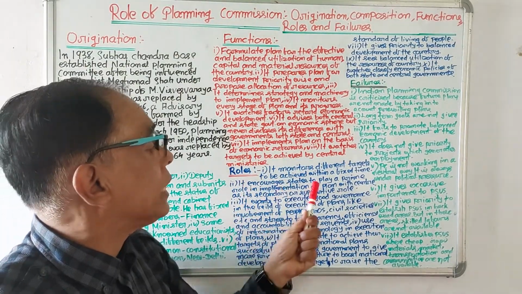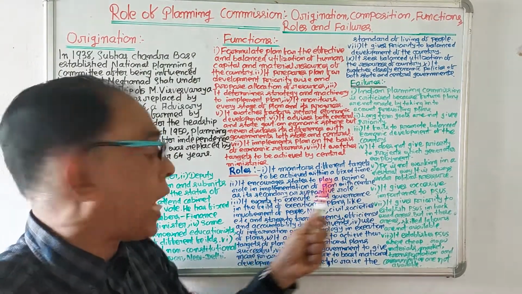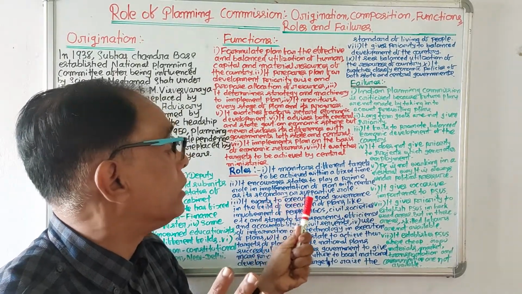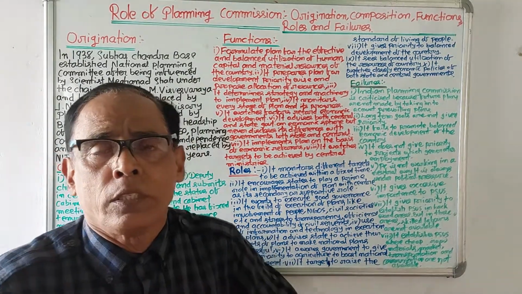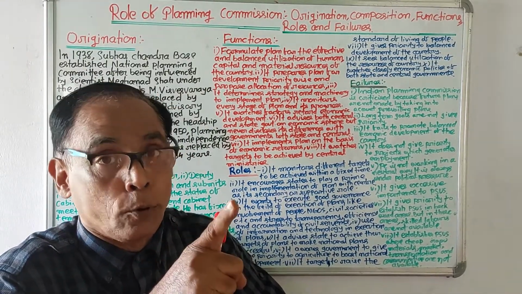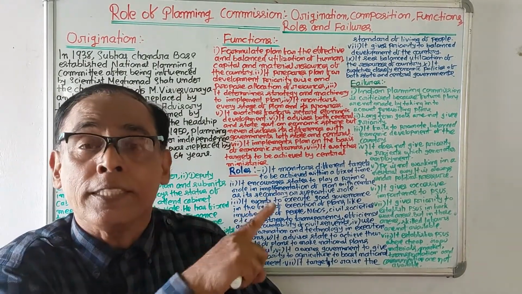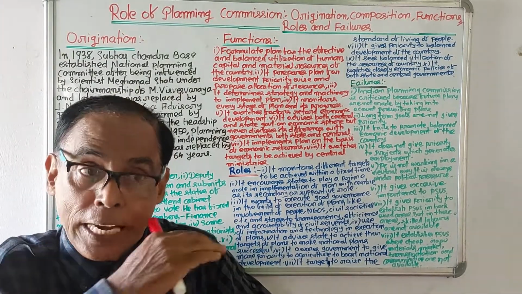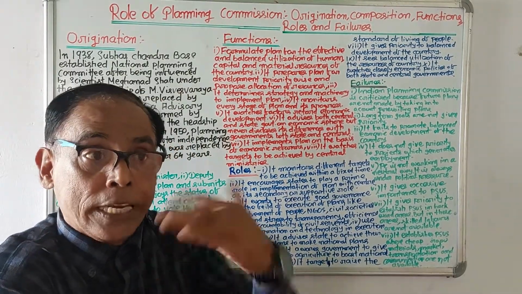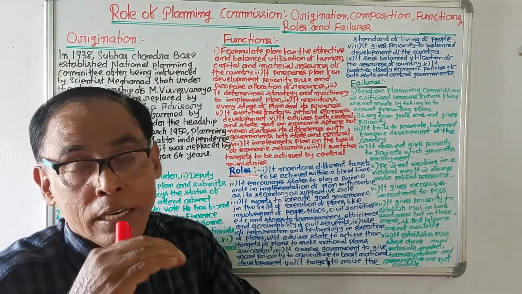Number two, it encourages states to play a prime role in implementation of plan, with the center in a secondary and supportive role. Previously, central government was playing the prime role and states were playing a second role. But now the Planning Commission wants state governments to play the prime role and central government to play a second role in the implementation of plan.